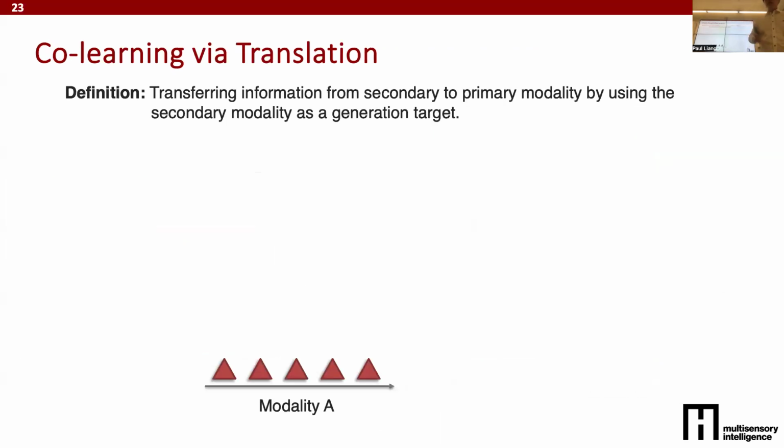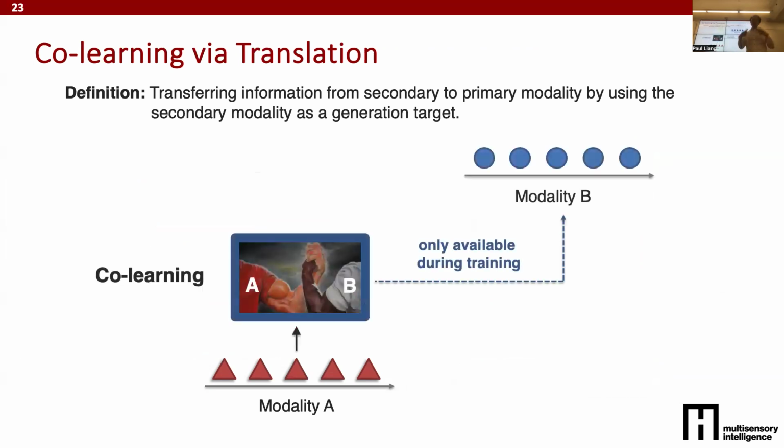Okay, last type of co-learning. So you see co-learning via fusion and alignment. Both of those have an extra modality B in the input space. This third example uses this extra modality B in the output space.